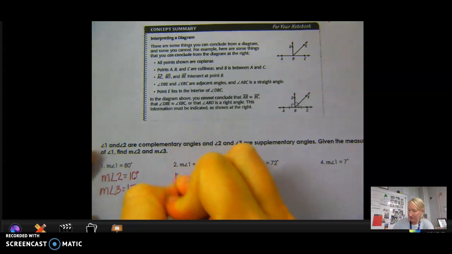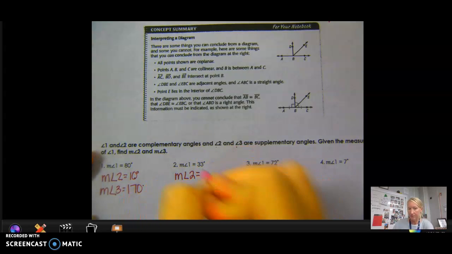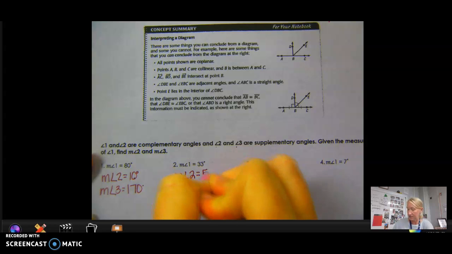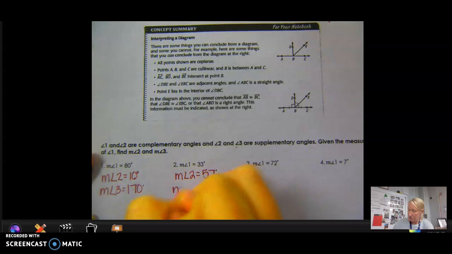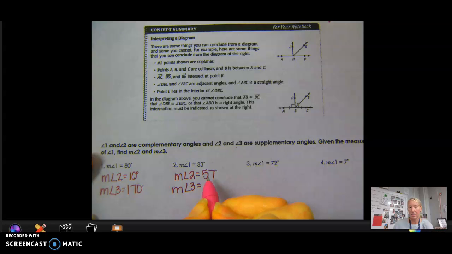Number 2, the measure of angle 2. So I do 90 minus 33. So 90 minus 30 is 60. 60 minus 3 would be 57 degrees. And then the measurement of angle 3 would be 180 minus this 57. So 180 minus 50 is 130. 130 minus 7 is 123.